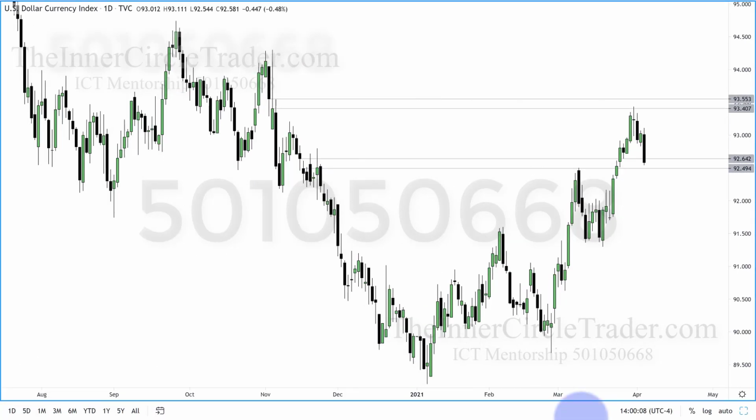All right, here's the dollar daily chart, and last time we spoke, I said we were going to trade up into this volume imbalance turn fair value gap, and here we have it hitting it right there and trading back down into the lower volume imbalance turn fair value gap.